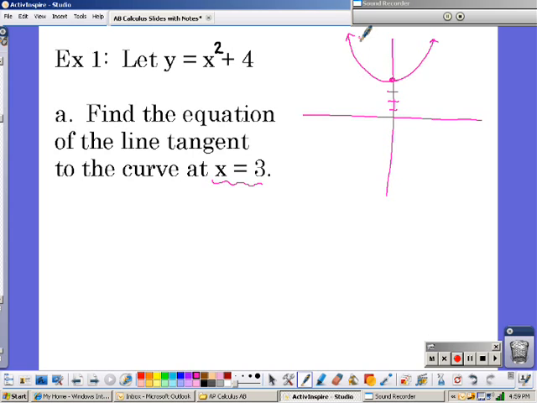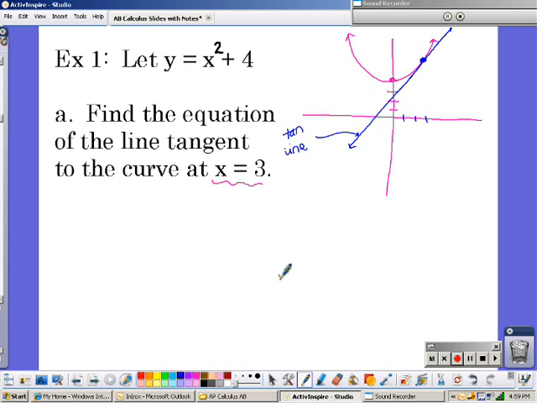This problem is asking us to find the equation of the line tangent to the curve at x equals 3. So I'm going to go out to 3 on my x-axis, 1, 2, 3, and I'm going to go up and put a dot on my curve. Now, we've done things before where we sketch tangent lines, and that's what I'm going to do now. So we're going to sketch the tangent line. And essentially, what we're going to be doing in this problem is finding the equation for that tangent line.